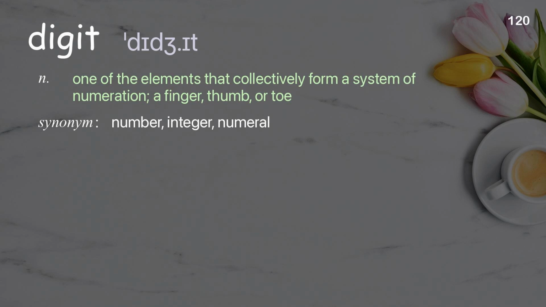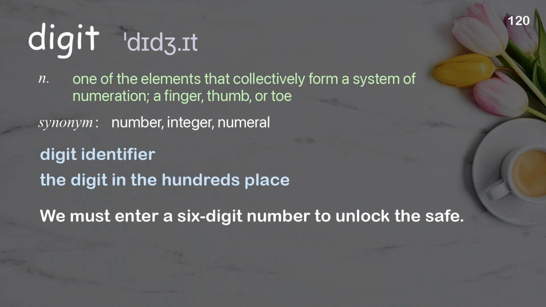Digit. One of the elements that collectively form a system of numeration, a finger, thumb, or toe. Examples: Digit identifier. The digit in the hundreds place. We must enter a 6-digit number to unlock the safe.